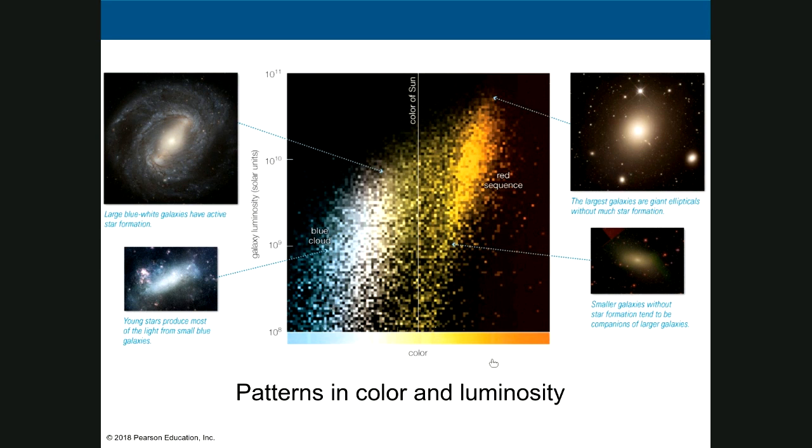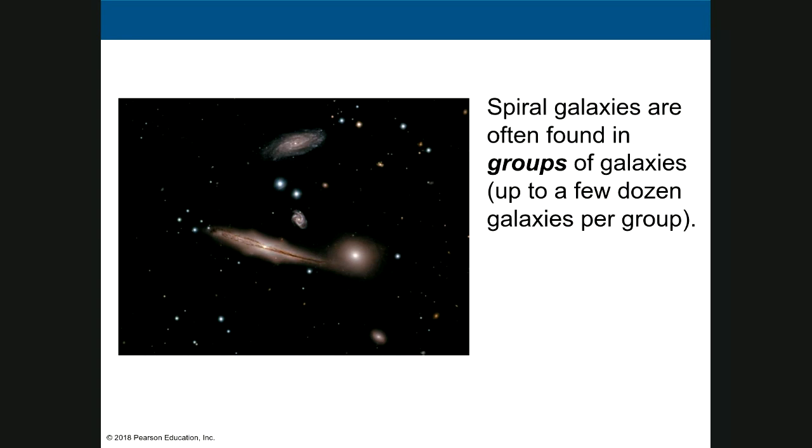We can see the largest galaxies are these giant ellipticals here. And there's virtually no star formation going on in them. It's just lots and lots of stars. And then there are smaller galaxies without star formation that tend to be companions of larger galaxies. All right, now remember, this is just a color versus luminosity chart, and this sort of categorizes and puts the galaxies in an organized way. It's sort of the closest that we can get to a Hertzsprung-Russell diagram for galaxies. So spiral galaxies are often found in groups of galaxies with several dozen galaxies. We're in such a group.